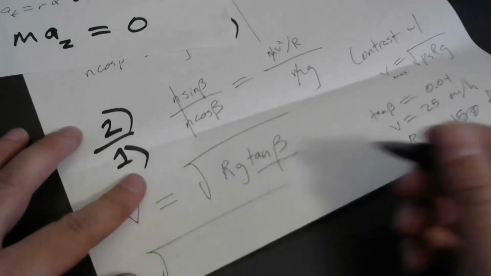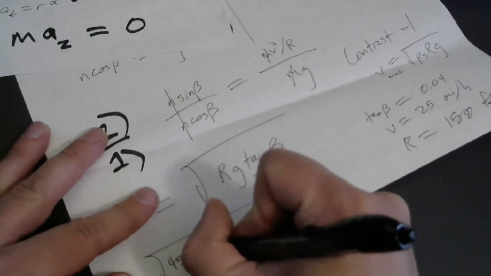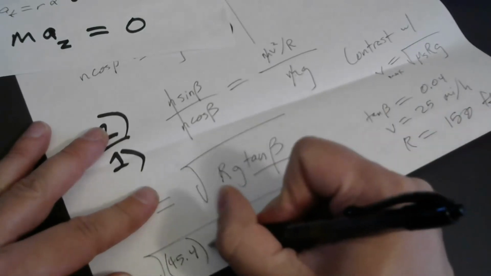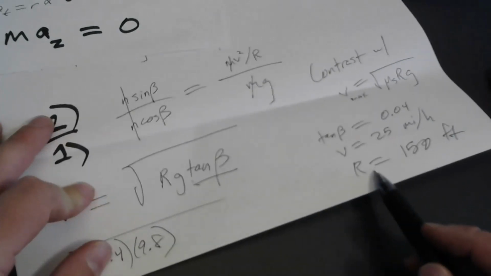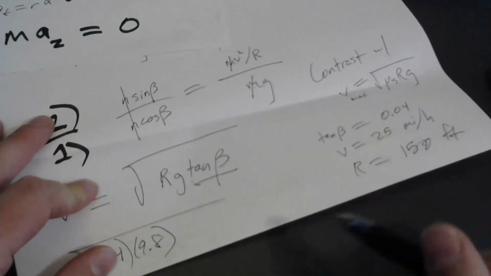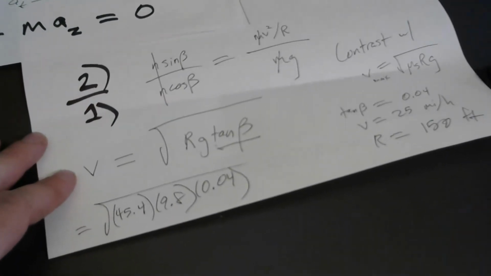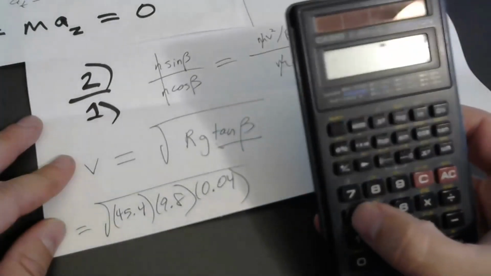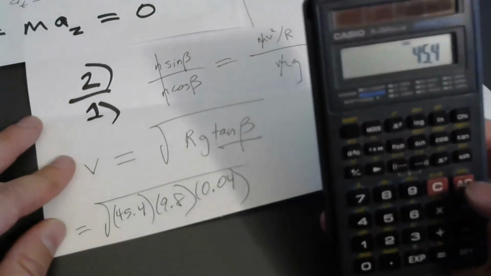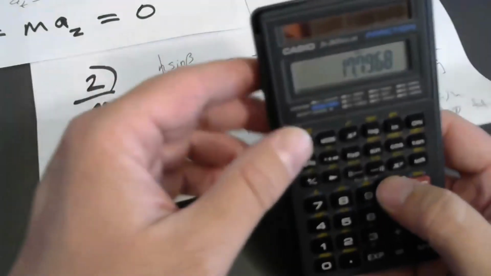All right, we've got the square root of 45.4 meters times 9.8 times the tangent of beta. Well, the tangent was given to us. That's the rise over run. It was given to us as 0.04. So that's a very modest bank angle. Wouldn't that be scary if you were on a freeway interchange that was banked at 50 degrees? Or maybe that would be awesome. Okay, 45.4 times 9.8 times 0.04. Don't forget to take the square root.